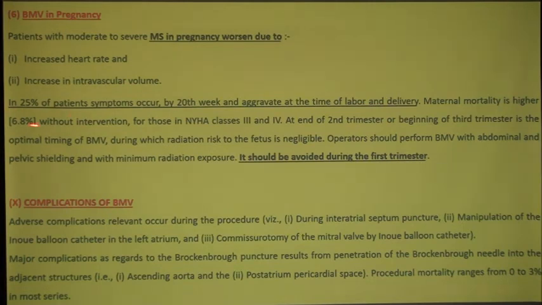So in 25% of patients, symptoms occur by the 20th week. Means the symptoms which are worsened in mitral stenosis in pregnancy occur in 25% of patients by the 20th week and aggravate at the time of labor and delivery. Maternal mortality is higher, 6 to 6.8% without intervention.